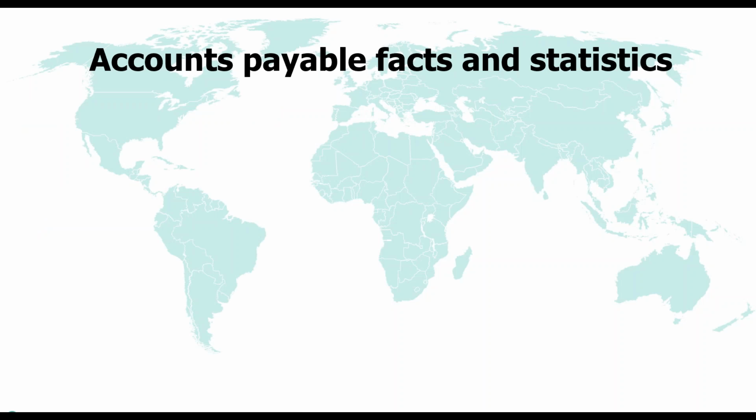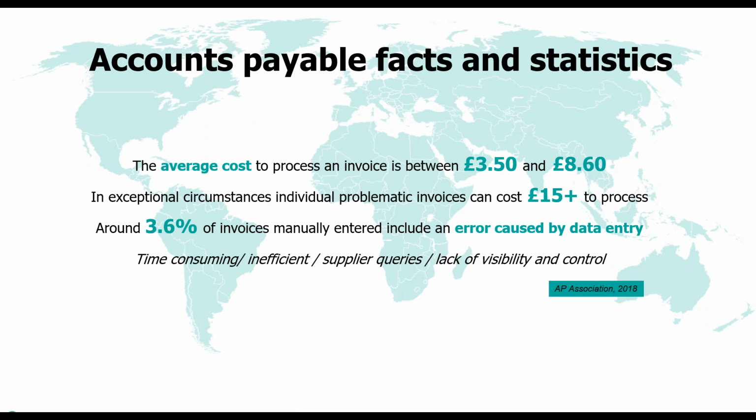So before we go any further, I'd like to start by sharing a couple of statistics with you around the accounts payable process, which I hope you will find interesting. So firstly, did you know that the average cost for a business to process an invoice is between £3.50 and £8.60, with problematic invoices under certain circumstances costing £15 plus? Also, did you know that 3.6% of invoices which are manually entered include an error caused by data entry?